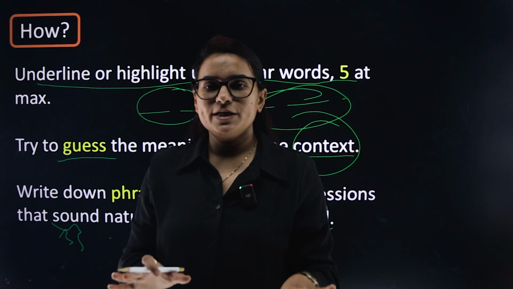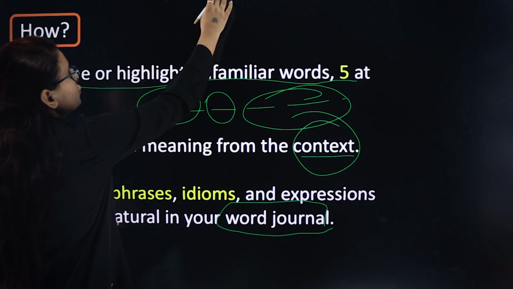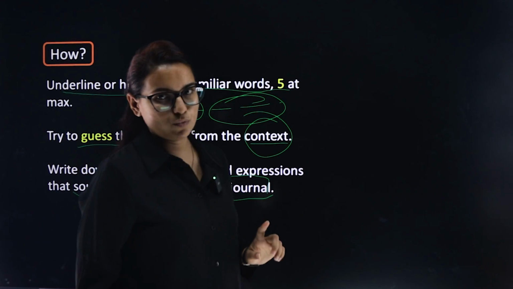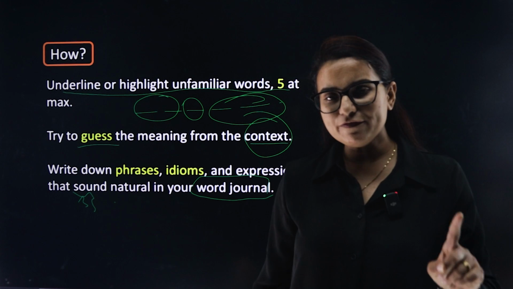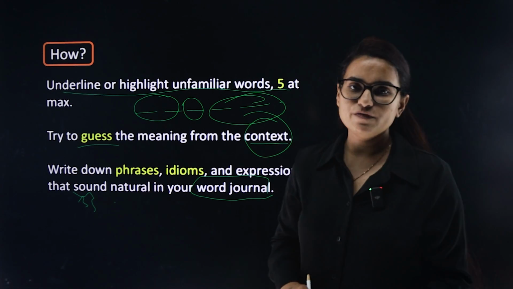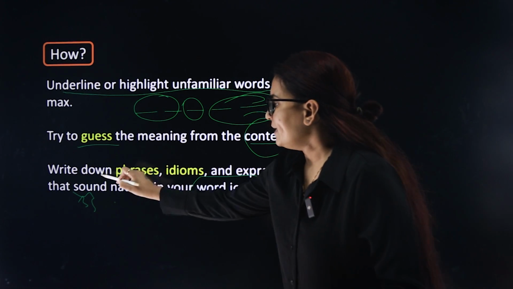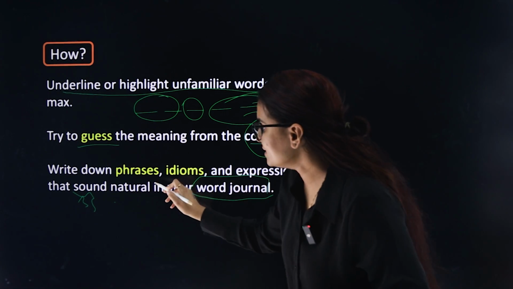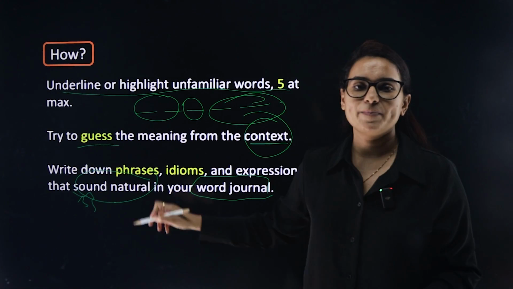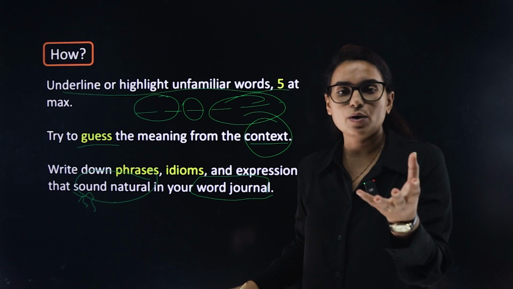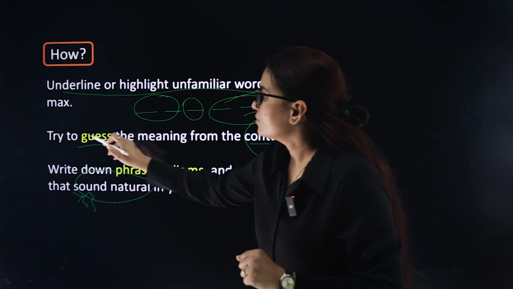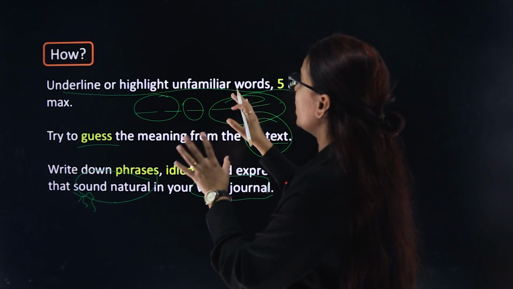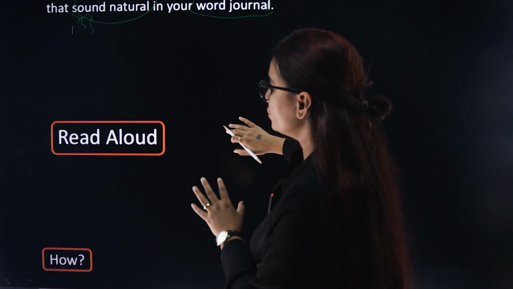So what am I doing here? I just told you to do active reading. And how to do active reading? The step number 1 was read a chapter or read a few pages and collect 5 words at maximum. Write down the phrases and idioms and those words in your word journal. Only words that sound natural to you. And next, try to guess the meaning from the context. Once you're done with this, let's move on to read aloud.